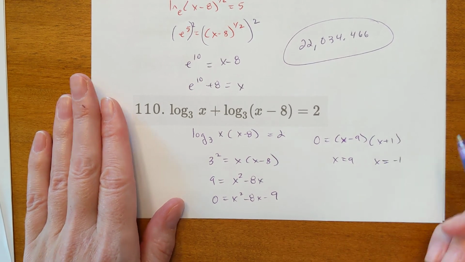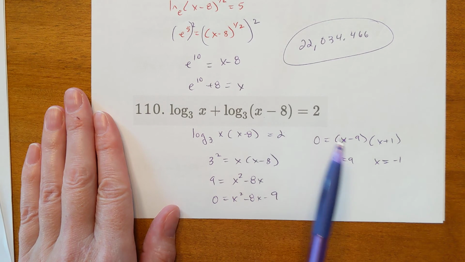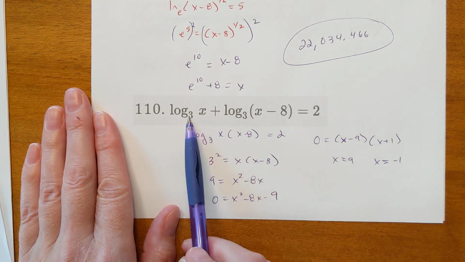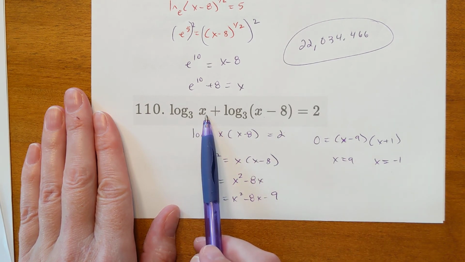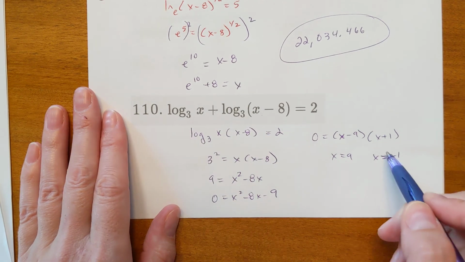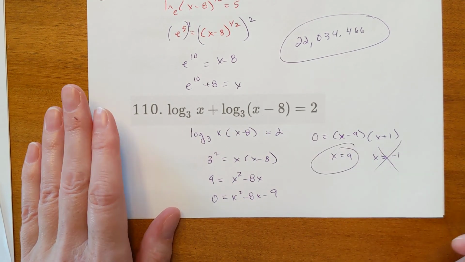So let's eyeball it here. Can it be 9? Sure. Could it be negative 1? No. We can't take the log of negative 1. It's not possible. If you try to do that in the calculator, it doesn't work. So the only answer here is 9.